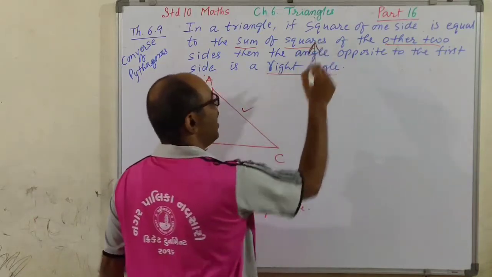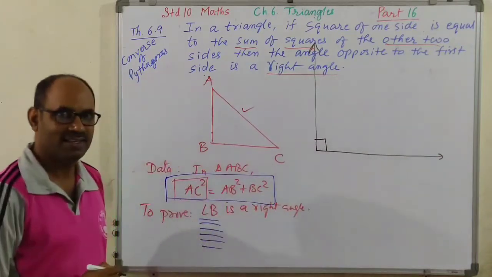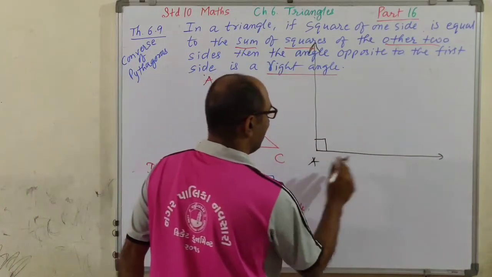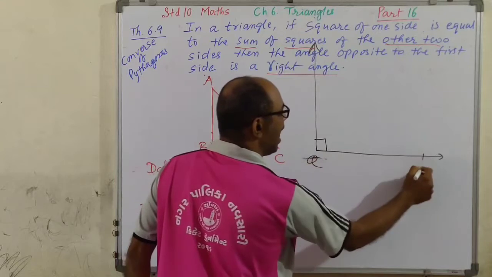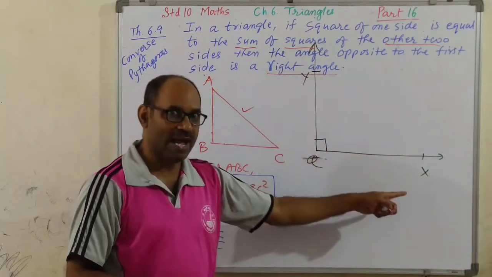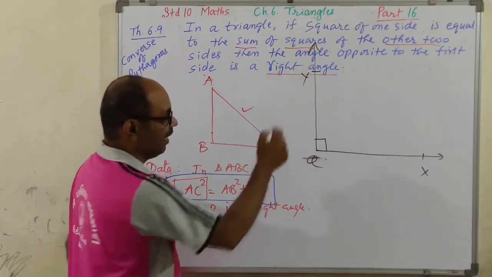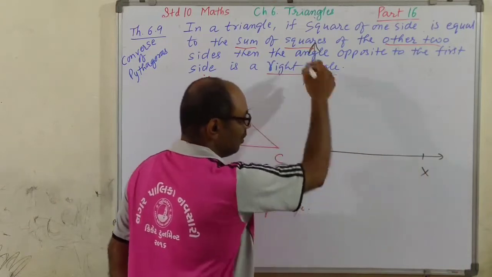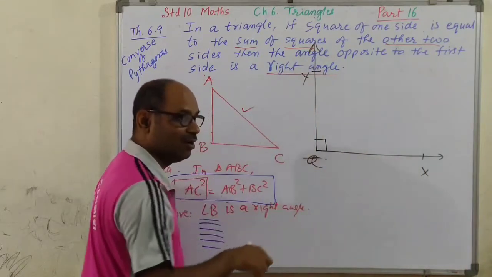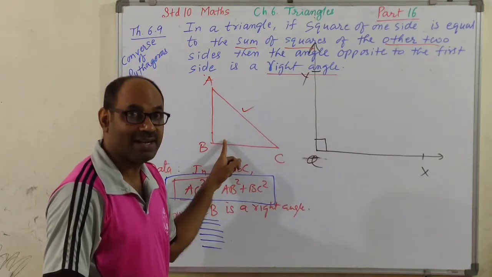I've drawn one ray, and another ray which is perpendicular to it. This is the ray QX. This is the ray QY. So ray QX is perpendicular to ray QY. If I join X and Y, you get triangle YXQ. But it won't be congruent to the red triangle.